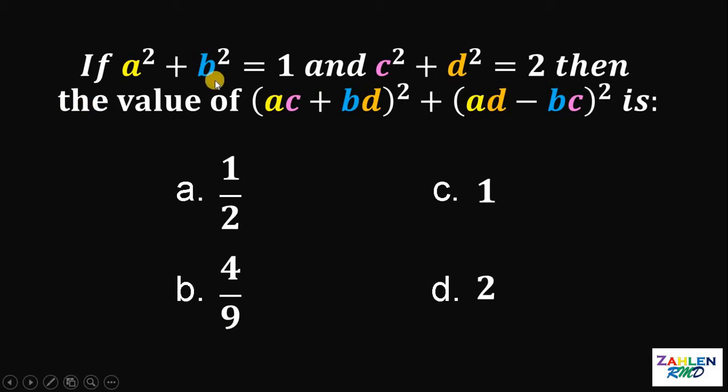If a squared plus b squared equals 1 and c squared plus d squared equals 2, then what is the value of (ac plus bd) squared plus (ad minus bc) squared? Now here are our choices. Letter A is 1/2, letter B is 4/9, letter C is 1, and letter D is 2.